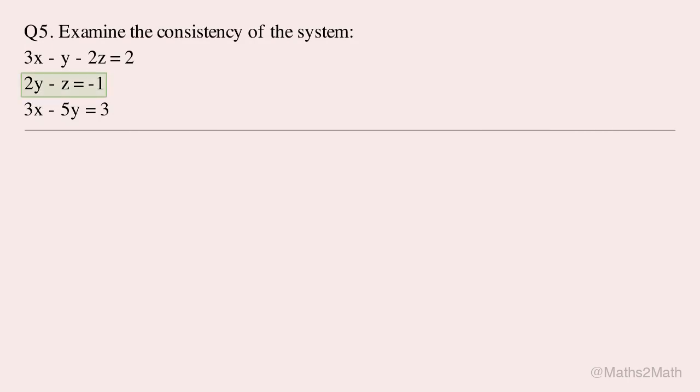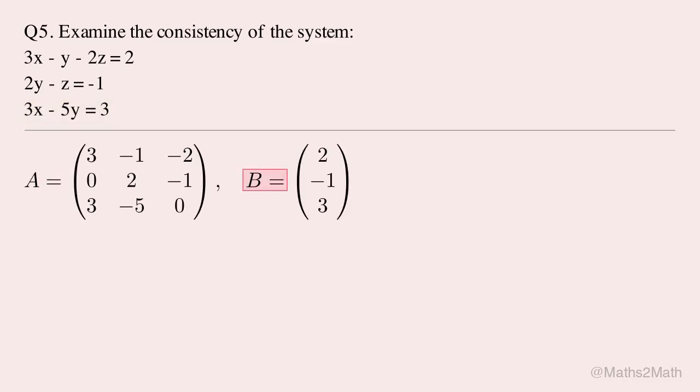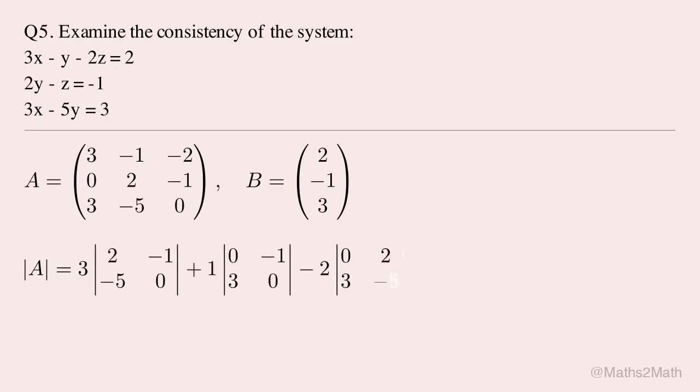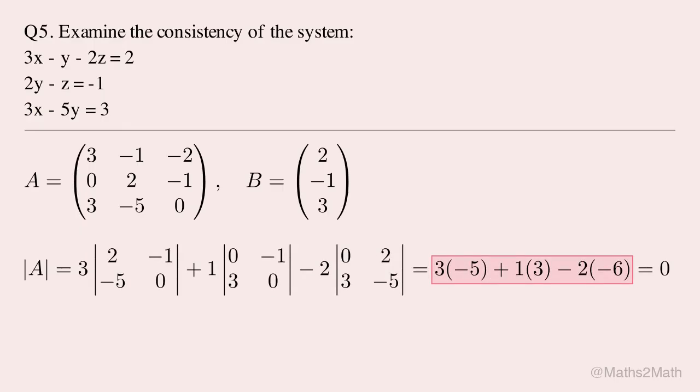Question 5. A 3 by 3 system with some 0 coefficients. No x in the second equation, no z in the third. We compute the determinant first, and since it will vanish, the adjoint test follows. Matrix form, with zeros filling the missing terms. Expand along the first row, 3 times minus 5 plus 1 times 3 minus 2 times minus 6. The total is 0, so it is singular.